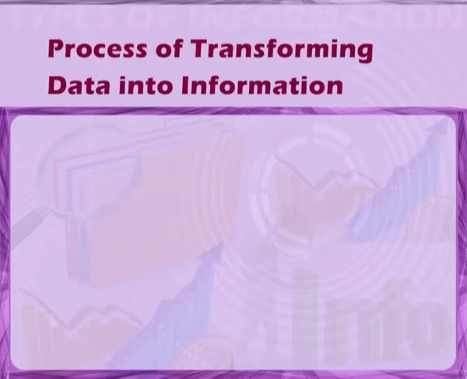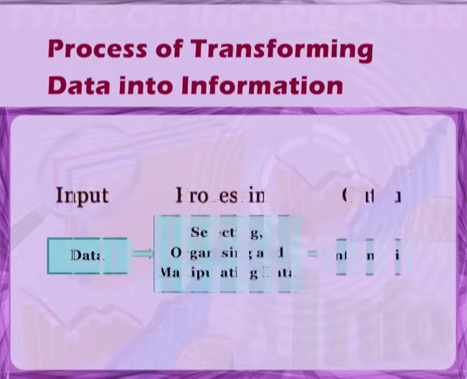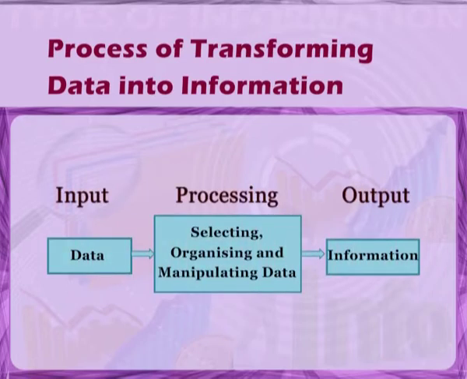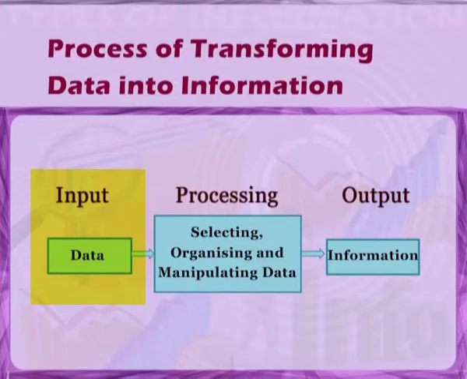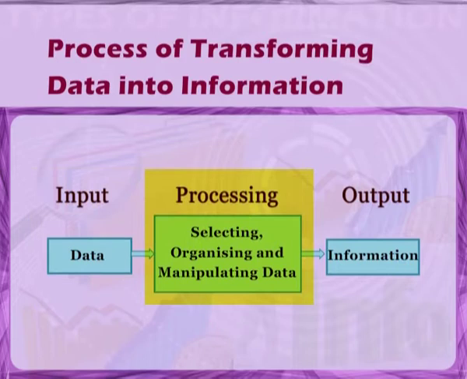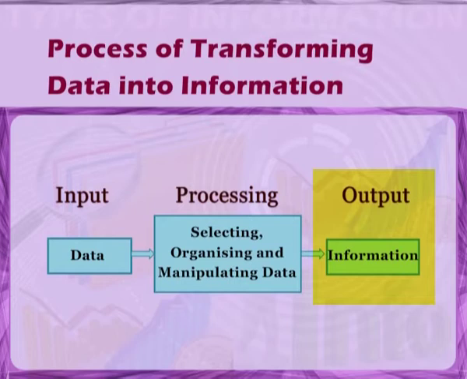Now we see the process of transforming data into information. Here there are 3 parts: input, processing, output. What are these input, processing and output representing here? Input is the activity of gathering and capturing raw data. Processing involves converting or transforming data into useful outputs by selecting, organizing and manipulating data. Output involves producing useful information usually in the form of documents and reports.